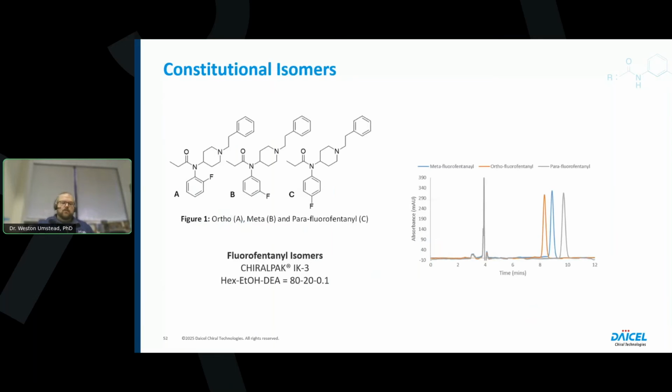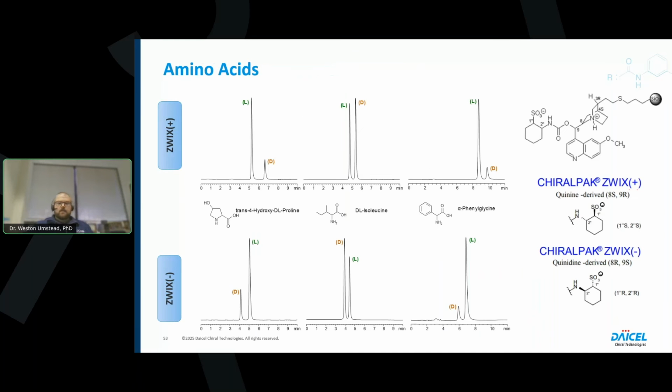Constitutional isomers, here we've got fluorofentanyl. We're moving the fluorine around this phenyl group, and we can do separations nicely here using ChiralPak IK in normal phase mode of all three of these constitutional isomers. Things like amino acids. I talked already about zwitterions earlier.